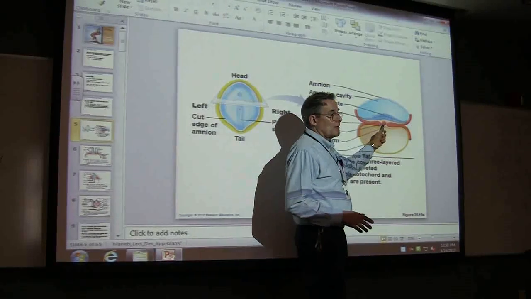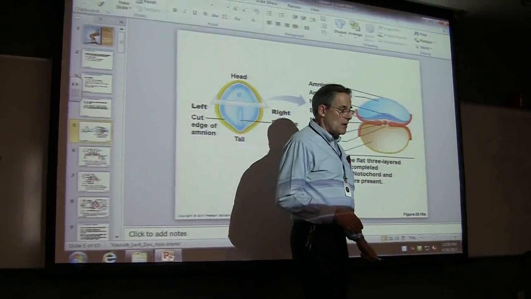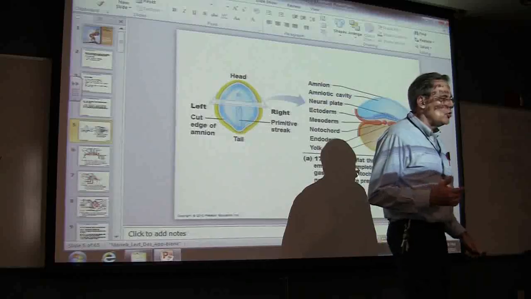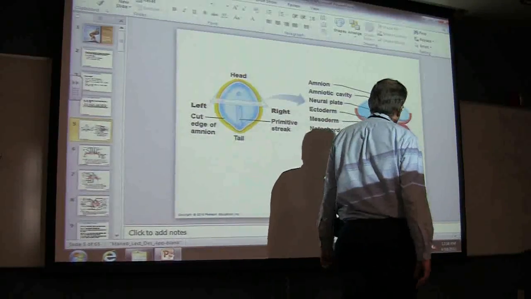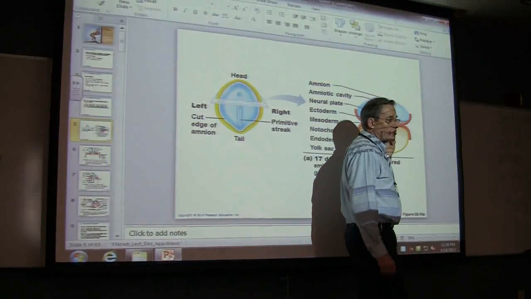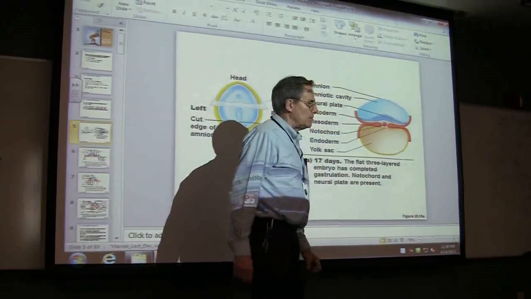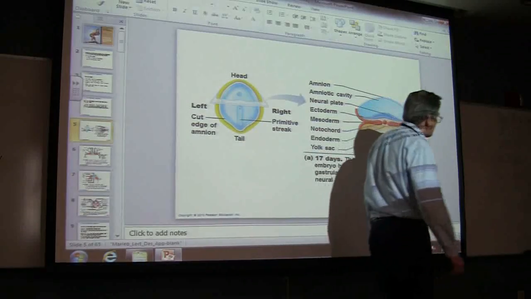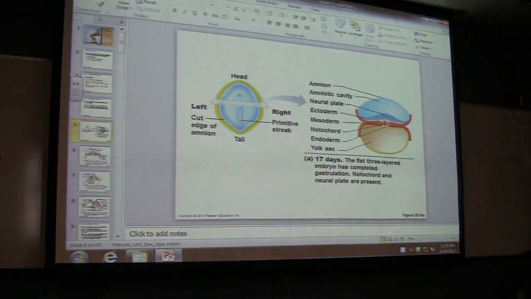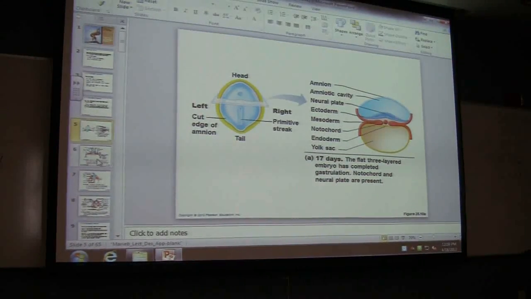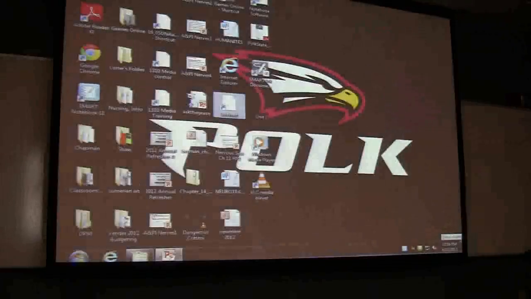This is the notochord. The notochord is a supporting rod found in all chordate embryos, including humans. Okay? Eventually, in vertebrate animals like ourselves, that's going to be replaced by the vertebral column. You can see this thing continues to develop.